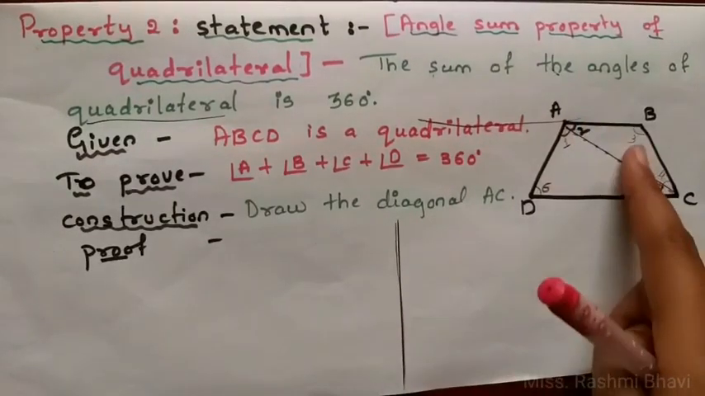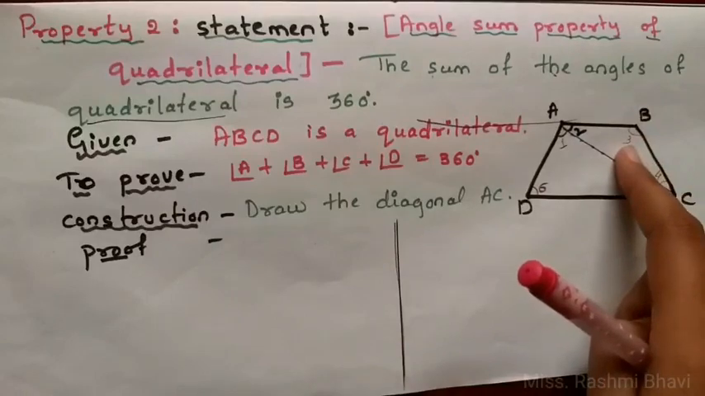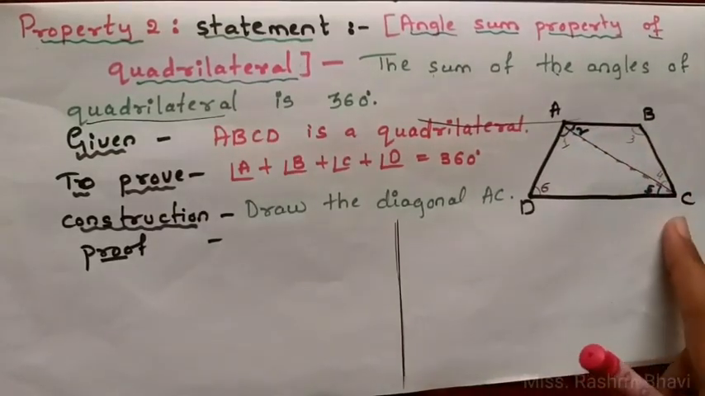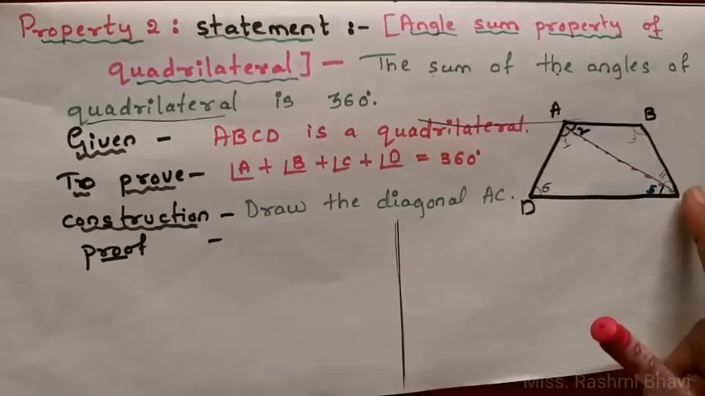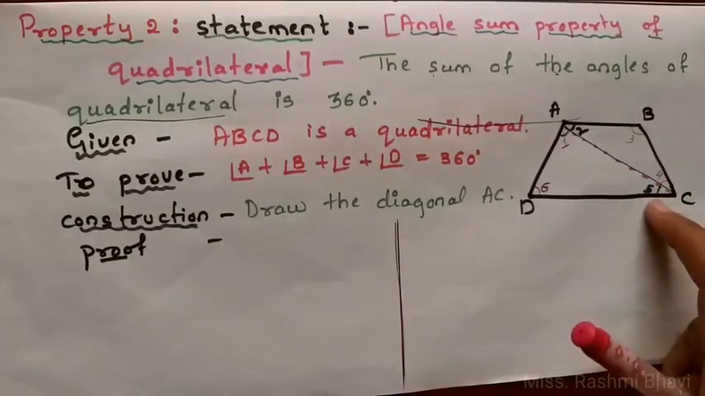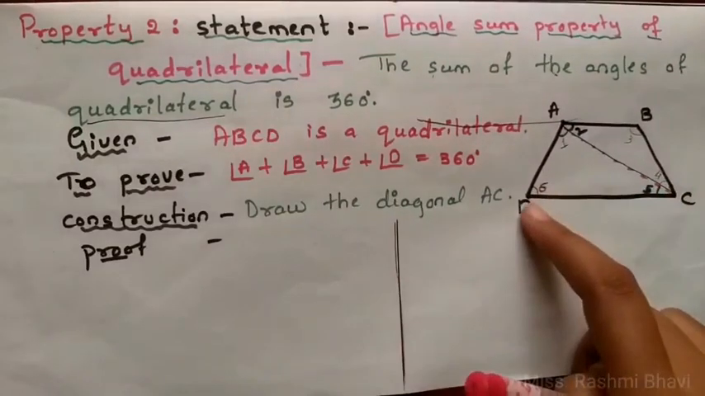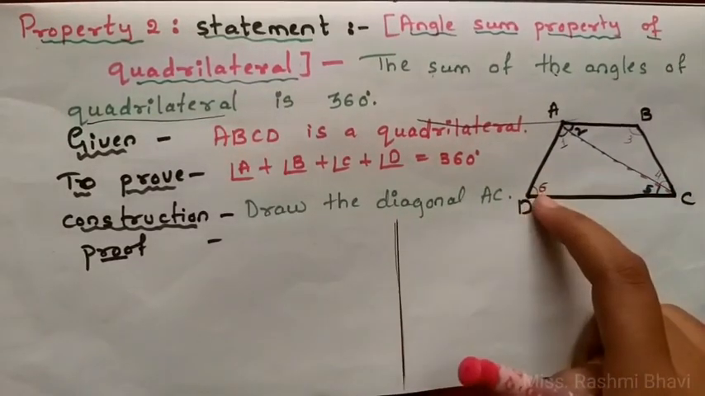Angle B is an individual angle, so give it the name angle 3. Angle C is again divided into two angles; give the names angle 4 and angle 5. And angle D is a single angle; give it the name angle 6.